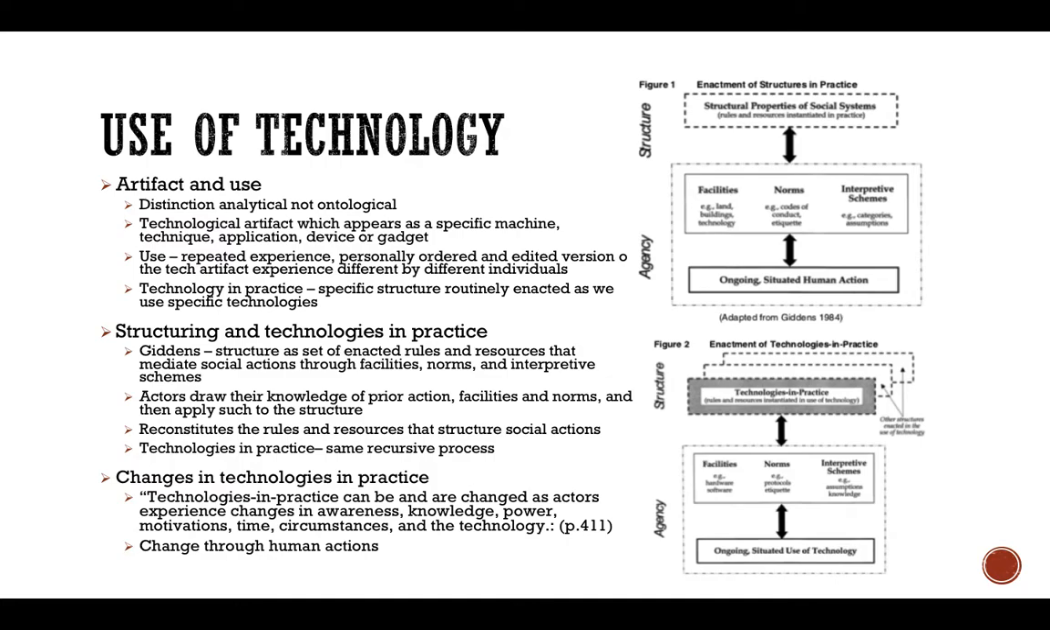So figure 1 and figure 2 show the structural properties of the social system and then the technology in practice. So in structuration, Giddens states that structure is a set of enacted rules and resources that mediate social action through facilities, norms, and interpretive schemes, and in this case, the actor draws on knowledge of prior action, facilities, and norms and then applies such to the structure.